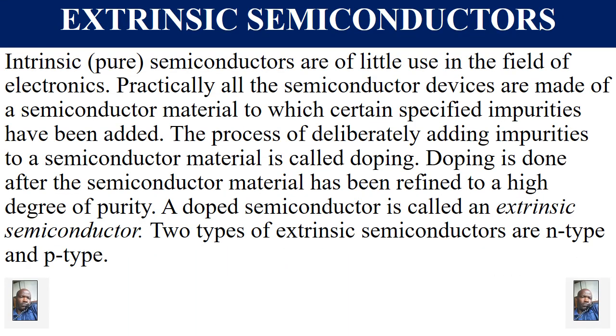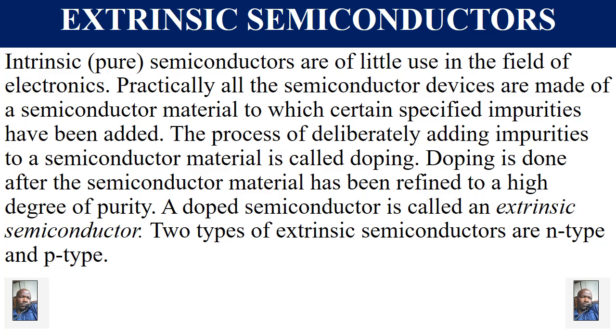Extrinsic semiconductors. All along we've been looking at intrinsic semiconductors, which are pure semiconductors. Extrinsic semiconductors are semiconductors to which some impurities, which are group 3 or group 5 atoms, have been added in controlled quantities to improve conduction. And we know that practically almost all electronic devices are made from extrinsic semiconductors, or materials to which some impurities have been added to improve conduction.